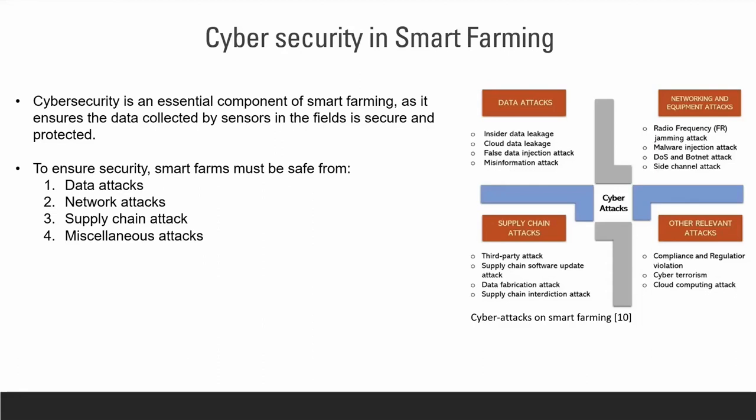For maximum security, the smart farm should be safe from data attacks, which include falsification of data. It should also be safe from network attacks, which are commonly radio frequency jamming or DoS attacks. Also, the supply chain attack, and lastly, other forms of attacks such as cyber terrorism.